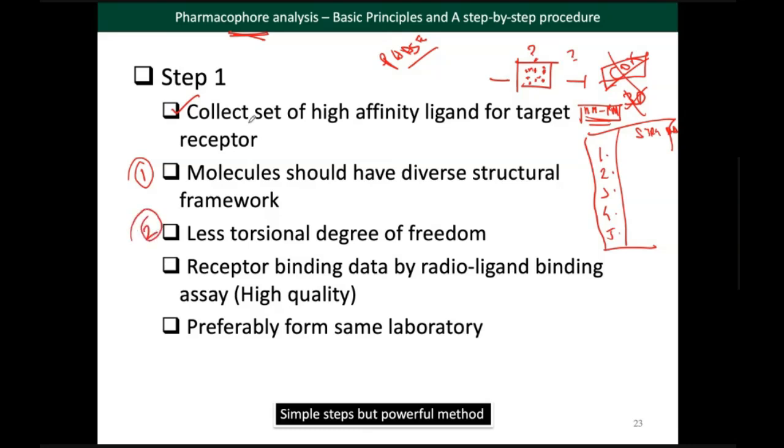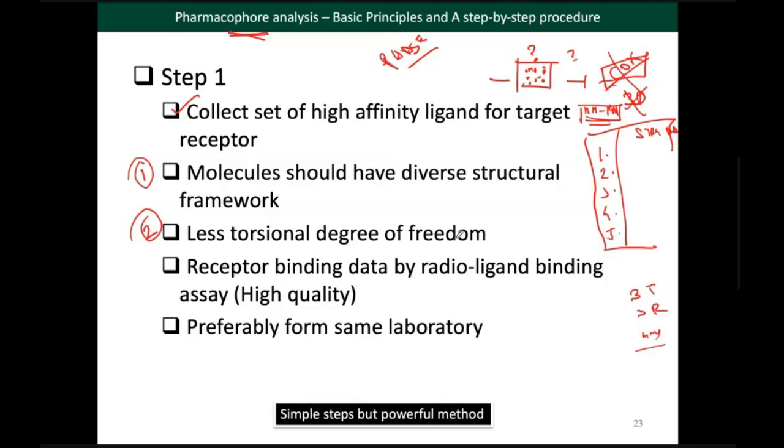The second thing is that they should have fewer torsional degrees of freedom. Probably I have an example in the upcoming slide. The reason for now is this: I discussed torsional degrees of freedom while discussing the docking algorithm, if you remember. There are basically 6 degrees of freedom, 3 for translation and 3 for rotation, right? And many more for the torsional degrees of freedom. Torsional degrees of freedom are nothing but the number of rotatable bonds.